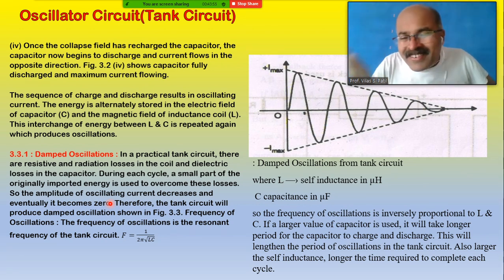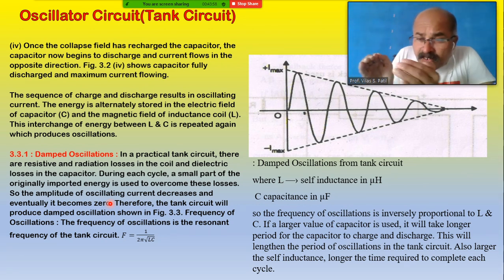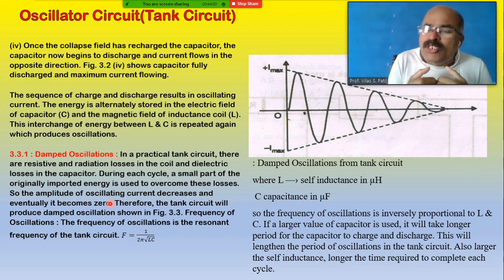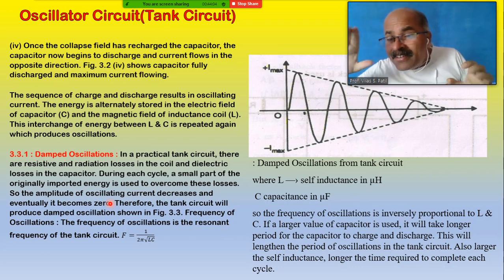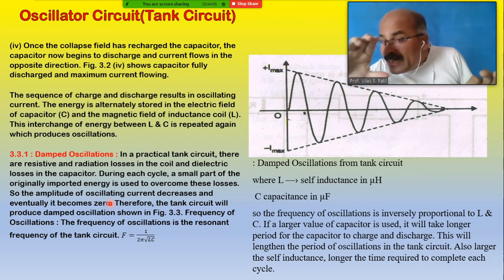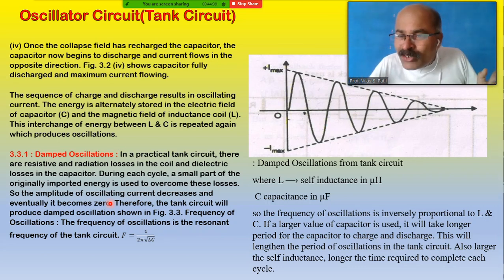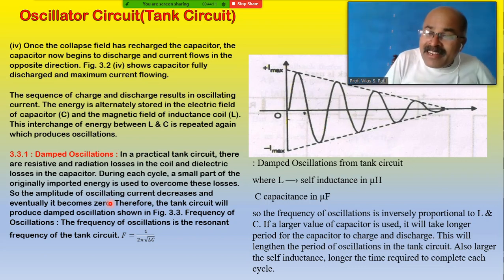Due to these two losses, in each cycle some part of the originally imparted energy will be lost, and hence we are decaying the amplitude with respect to time, and we are getting the damped oscillatory motion. Therefore, the tank circuit produces the damped oscillation shown in the above diagram.